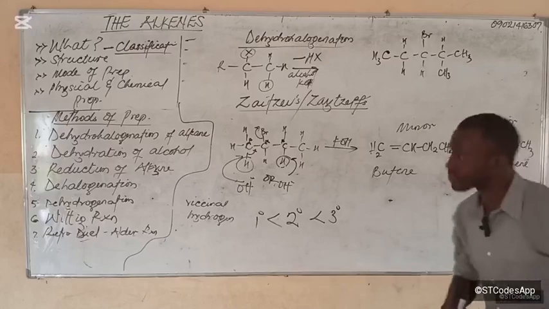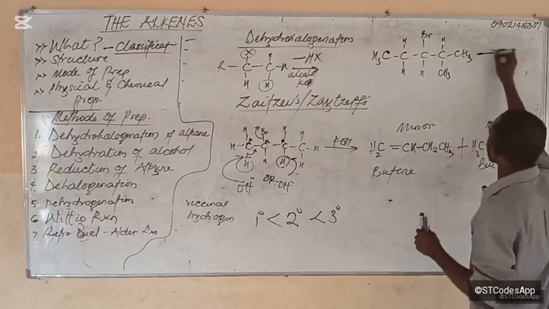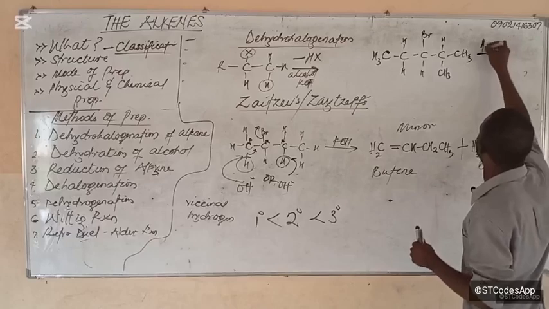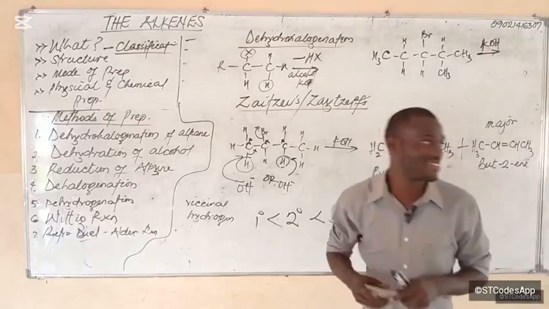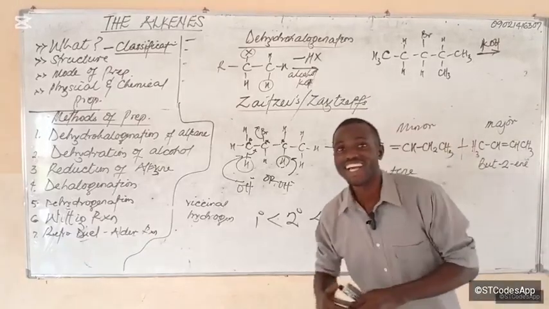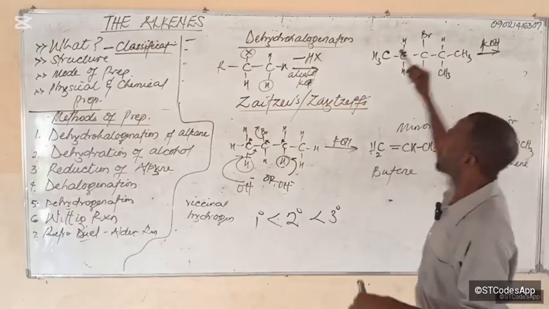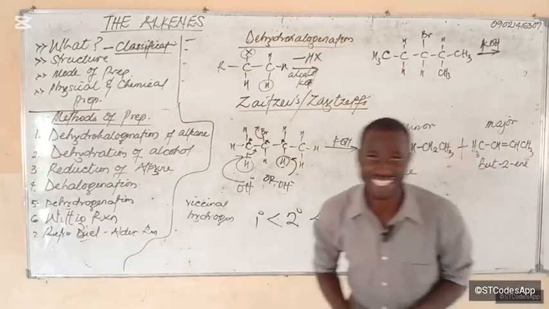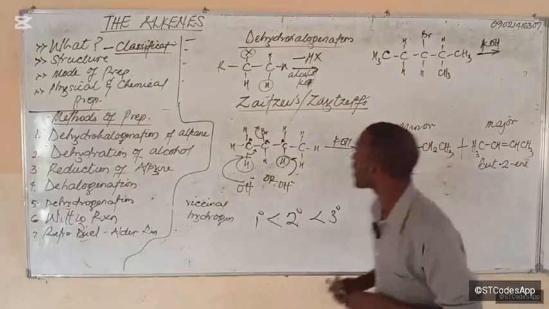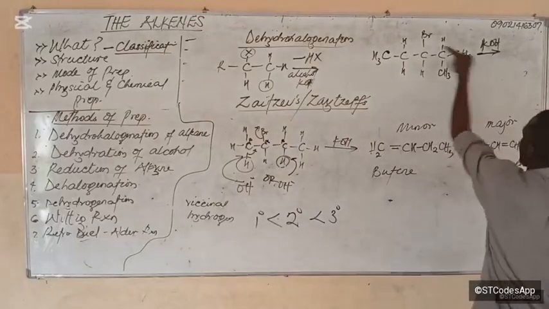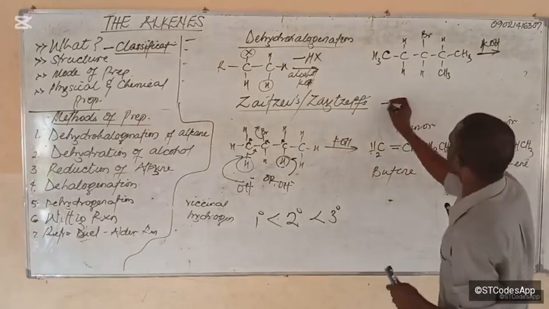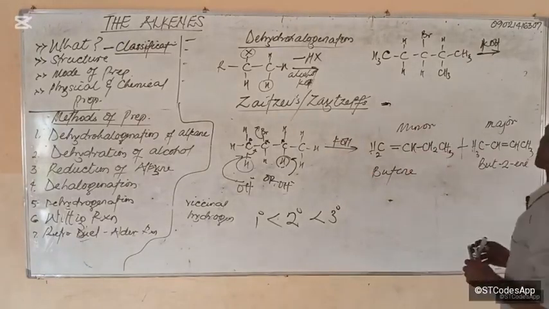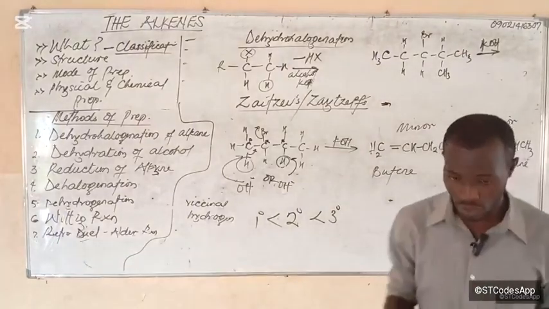all right, so look at this guy now. This guy is attacked by alcoholic KOH. Alcoholic KOH. Looks like he's drunk, so he wants to attack this guy. All right, now listen. How does this guy attack? There are two possibilities according to Saytzeff, right? What is the first possibility? The minor product and the major product.